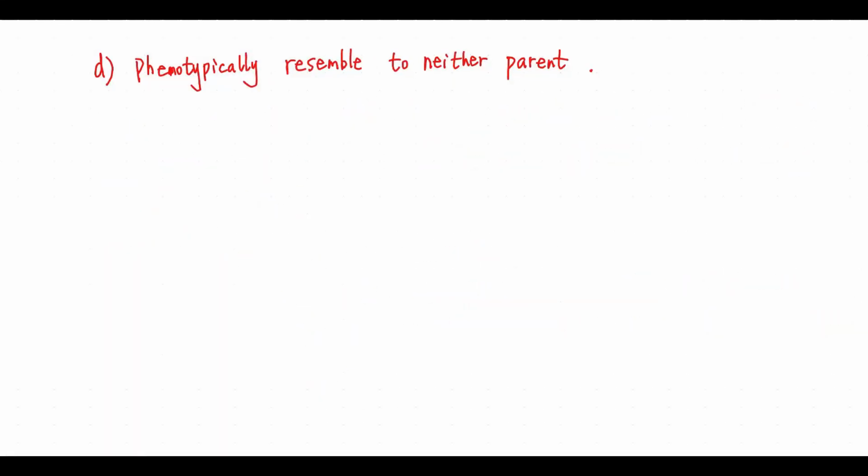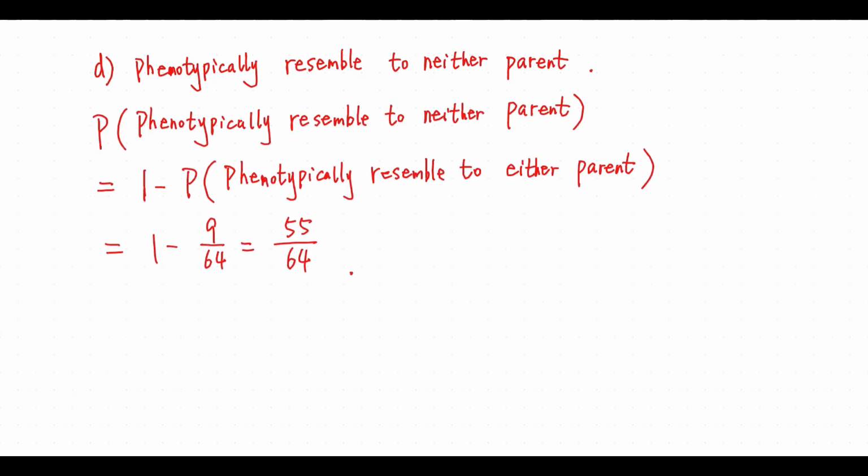Case D, phenotypically resemble neither parent. The probability for this case equals 55/64.